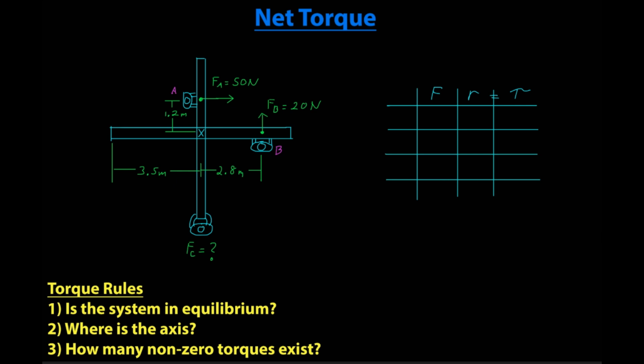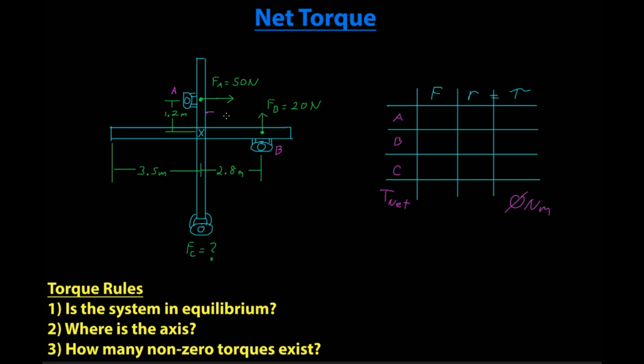So I'm going to start this one right now. I'm going to ask my rules questions first. Number one, is the system in equilibrium? The answer is yes, which immediately says my net torque is 0 Newton meters. Nothing is rotating. Where is the axis? Well, that's easy again. The axis is dead center. 3, how many non-zero torques exist? Well, A, radius, perpendicular force. B, radius, perpendicular force. C, radius, perpendicular force, but we don't know exactly what direction it's going to be yet. But we do know there will be 3 of them. A, B, C.